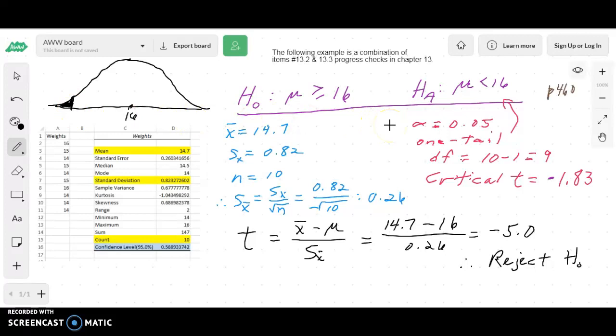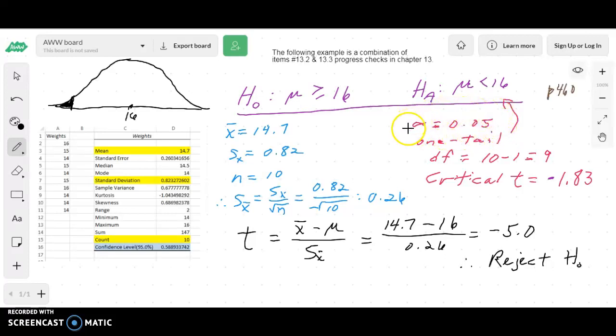You have to first see whether it's a one-tail or two-tail test, because there are two different sections of this table. From this alternative hypothesis, we see that it is a one-tailed test because it's just less than. If it was not equal to, then it would be a two-tailed test. So since it's a one-tailed test, I look on page 460 in the section for the one-tailed test. And I know from the problem that it's a 95% confidence level, or an alpha of 0.05.